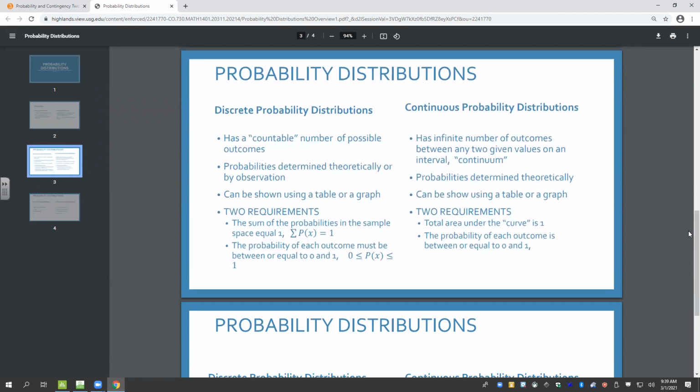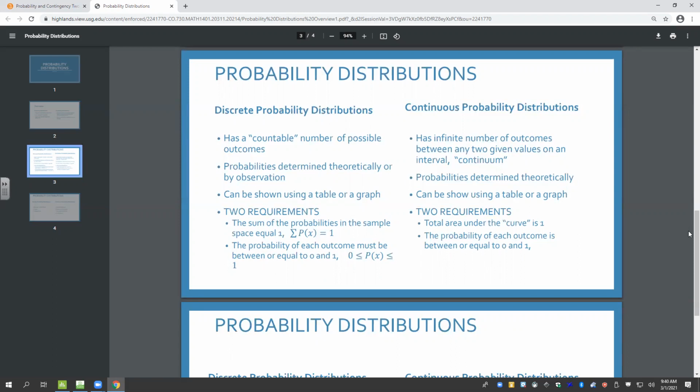But there are two categories of probability distributions. And quite honestly, they should sound familiar to you. The first category is a discrete probability distribution. You'll remember when we talked about data, specifically quantitative data, we had discrete and continuous. And so discrete probability distributions is kind of that carryover from the type of data.